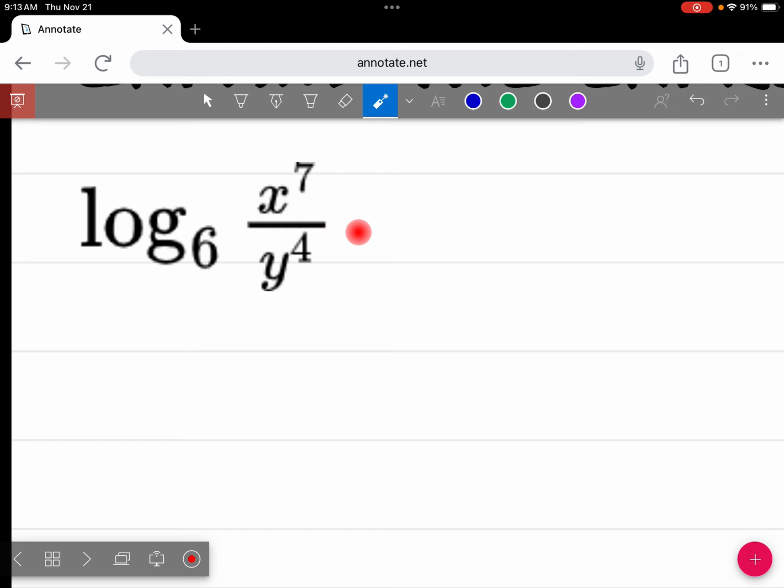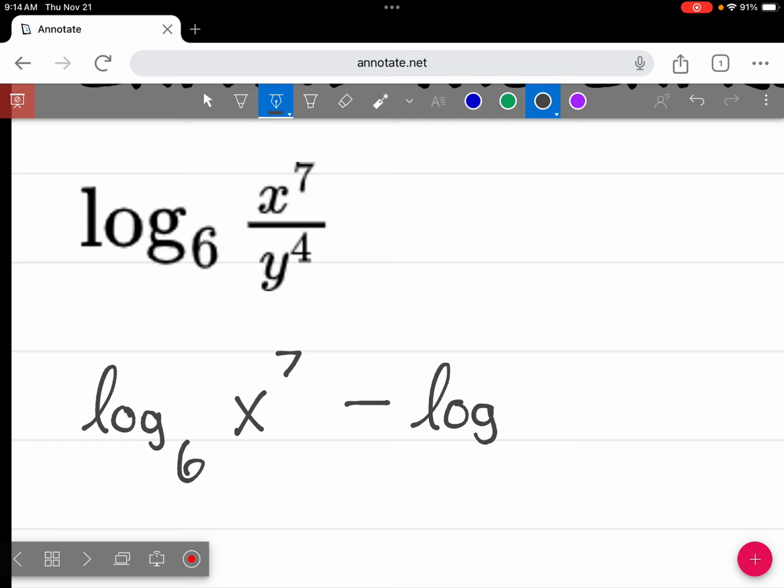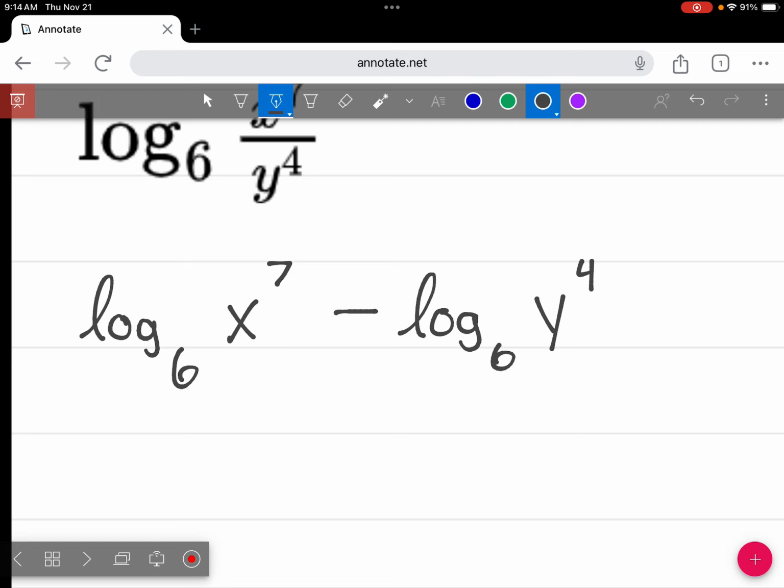First thing I need to do is split this division into subtraction. So we do the log of the numerator minus the log of the denominator. Our first thing is log base 6 of our numerator, x to the 7th, and then we subtract log base 6 of y to the 4th. That's using our quotient property. I don't have any products in these, so we're not going to need the product property on this one.